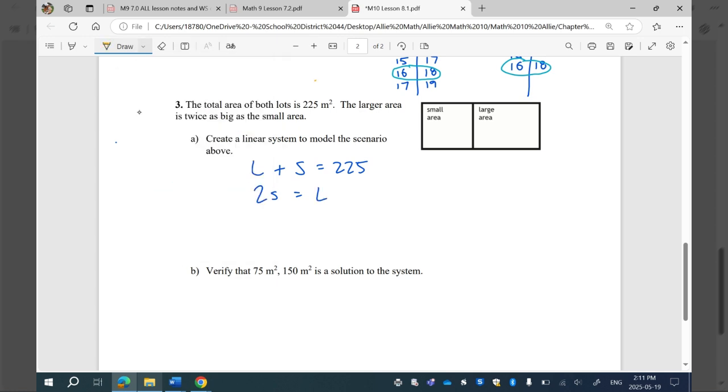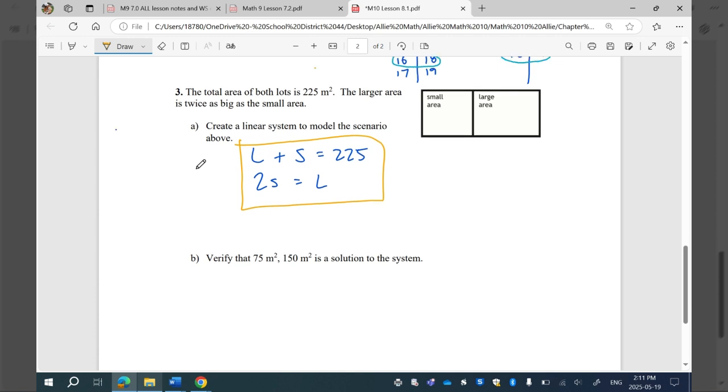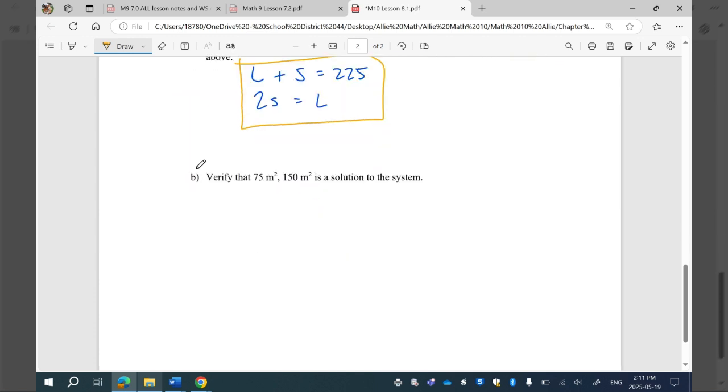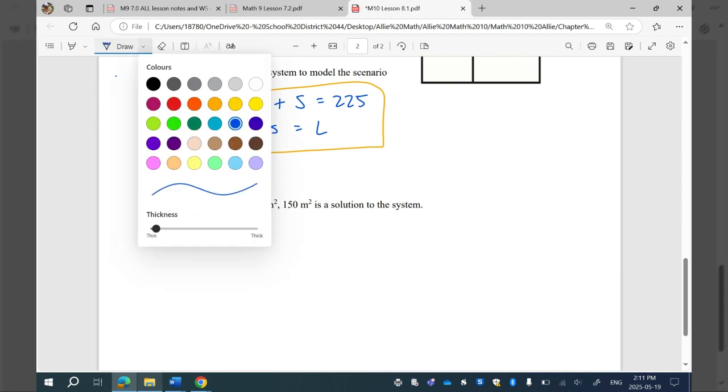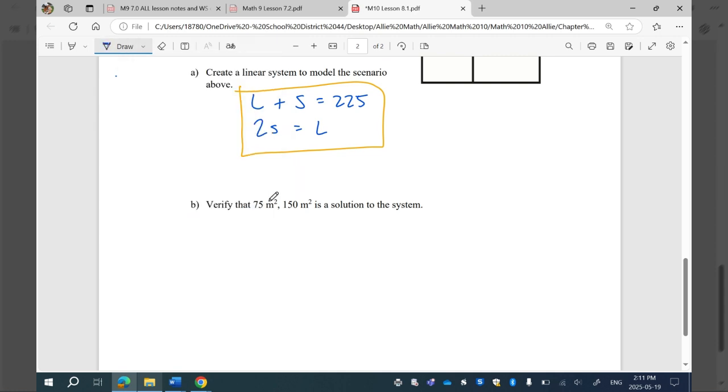Okay, so there is our linear system right there: the total area of the lots, added together, equals 225, and the larger area is twice as big as the small area. Okay, and now B, verify that 75, 150 is a solution to the system. So we just need to say, is it true that if we substitute these in, they are going to make both of these true at the same time?